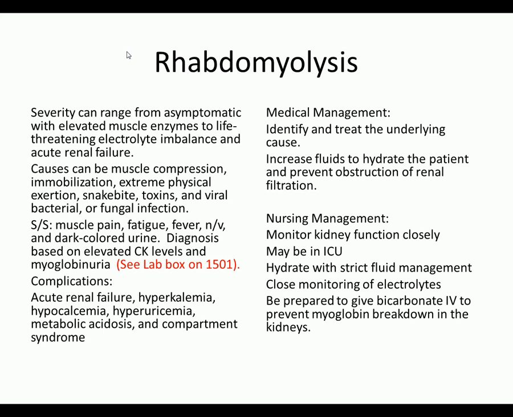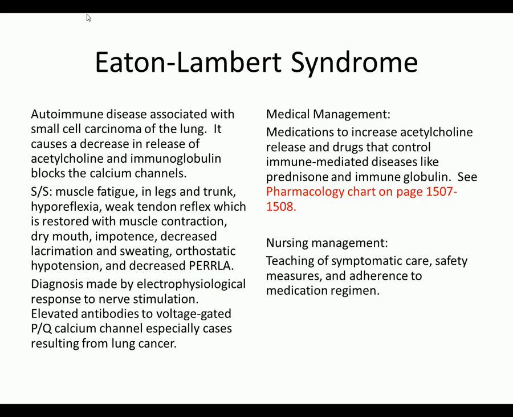Eaton-Lambert syndrome is an autoimmune disease that affects muscle activity and function. It is associated with small cell carcinoma of the lung. It's caused by a decrease in the acetylcholine release and circulating immunoglobulin antibodies that block the calcium channels. I've given you the signs and symptoms of it here.